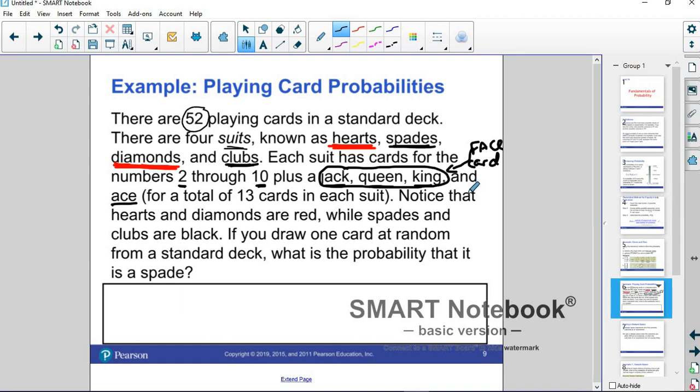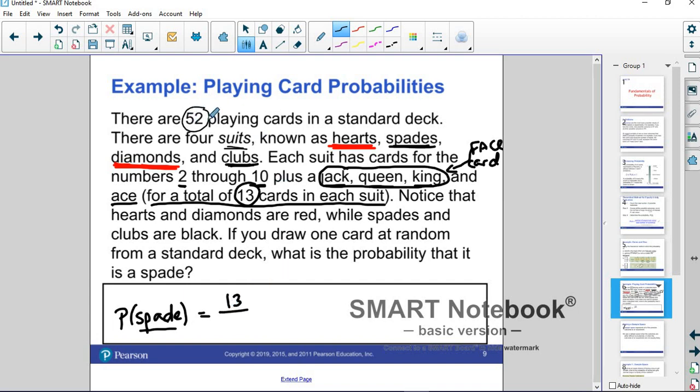Okay, so the question says if you draw one card at random from a standard deck, what's the probability that's going to be a spade? Spade is our outcome. The experiment is drawing one card. So how many different spades are there? We just talked about this. There are 13 cards of each suit, so there are 13 spades. So the number of ways you could get a spade, 2, 3, 4, all the way to 10, jack, queen, king, ace. There are 13 ways to get it.